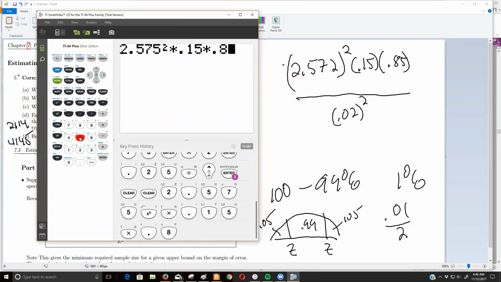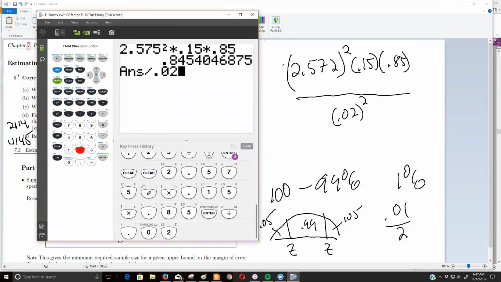0.85. Then I'm going to hit equals. And I'm going to divide that by 0.02 squared. Notice we round up to 214, and that's what I had here. So that saves you from doing the algebra.